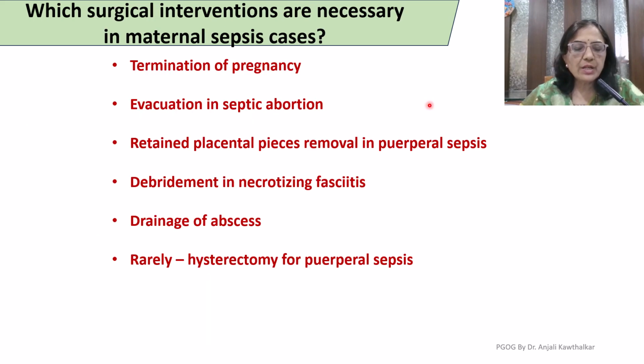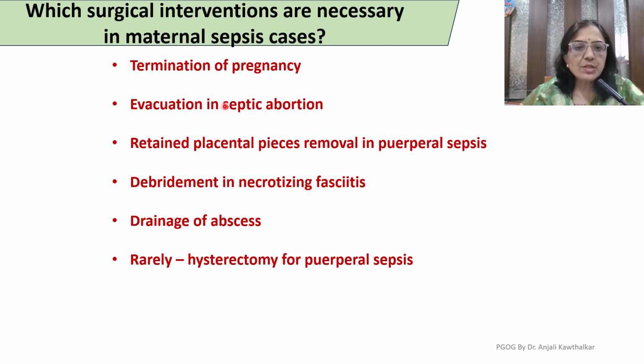Surgical interventions which are necessary in a case of maternal sepsis are, now if patient is pregnant and baby is still inside, then timely induction of labor, termination of pregnancy is very important, either induction of labor or by cesarean section as per the condition of the woman and the baby. But termination of pregnancy improves the prognosis in many cases.